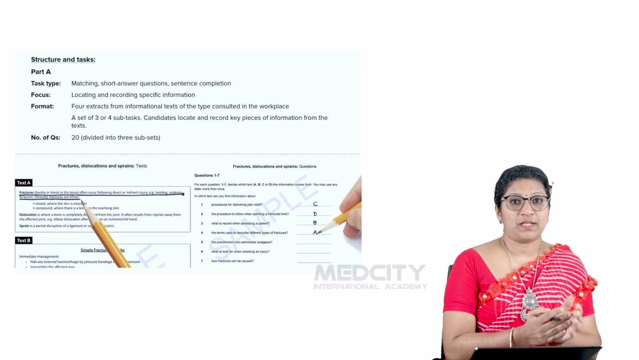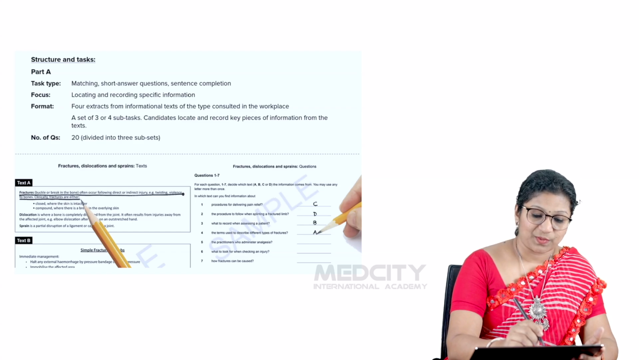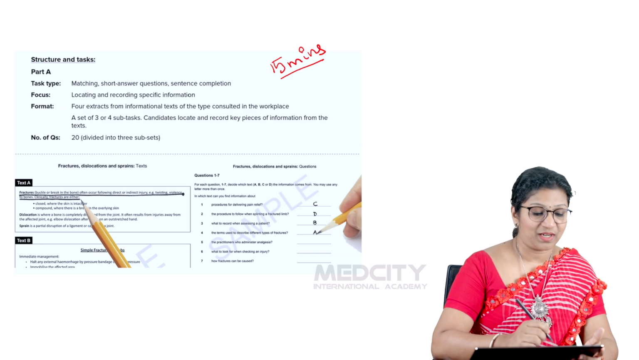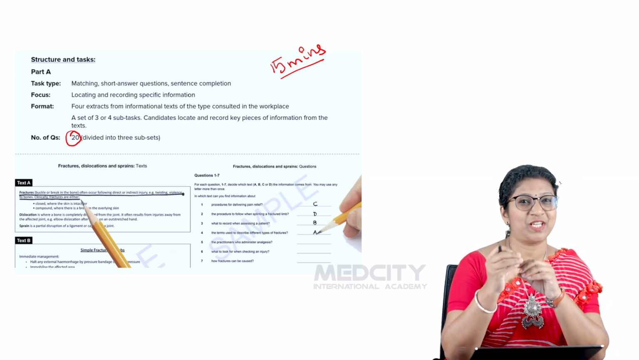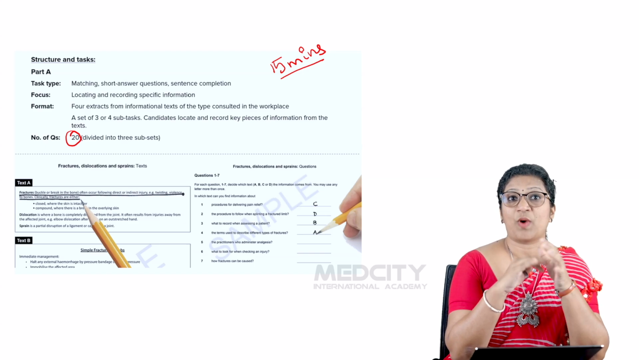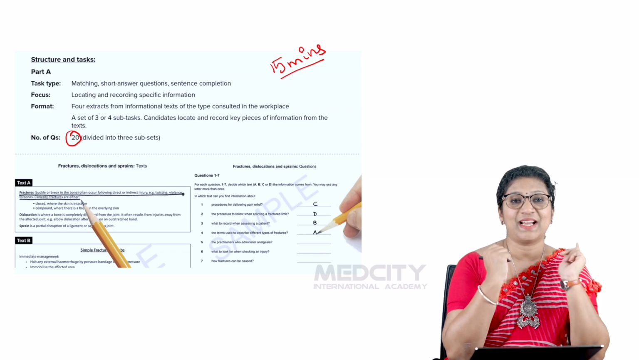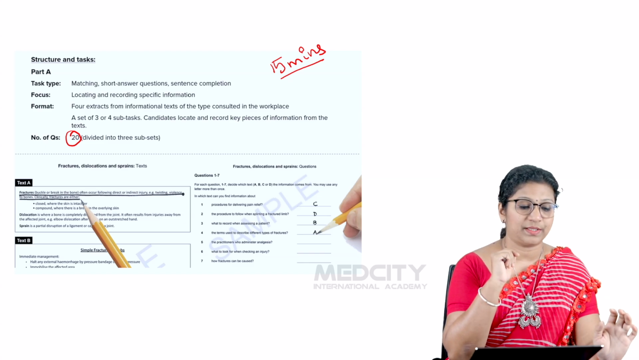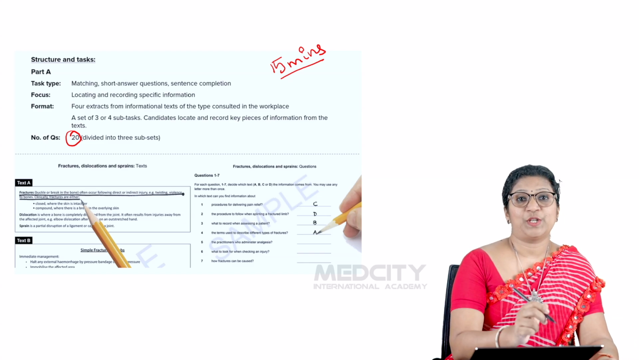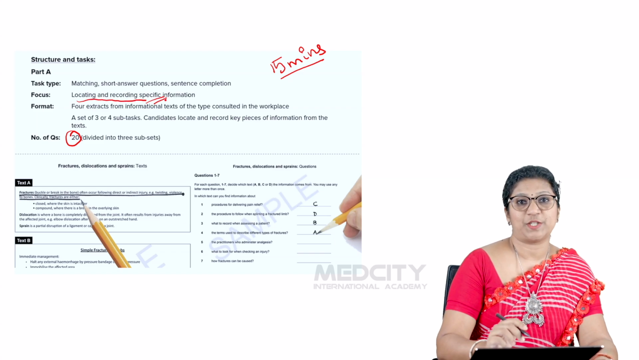So, what is the format of Reading Part A? Yes, in 15 minutes, so we have a total of 15 minutes to solve this particular section, and we have to answer a total of 20 questions. 20 questions in 15 minutes, which simply means you don't have even 1 minute per question. This means you have to be really fast in reading, identifying the answer, locating it, and filling it in where required. Which is why the focus of Part A of reading is locating and recording specific information.